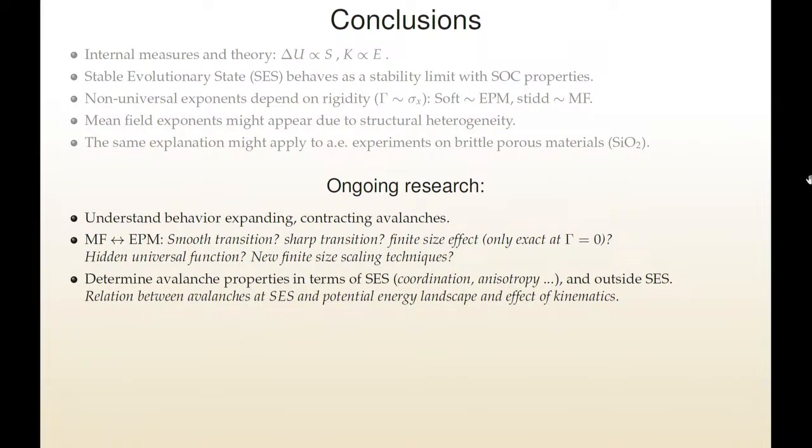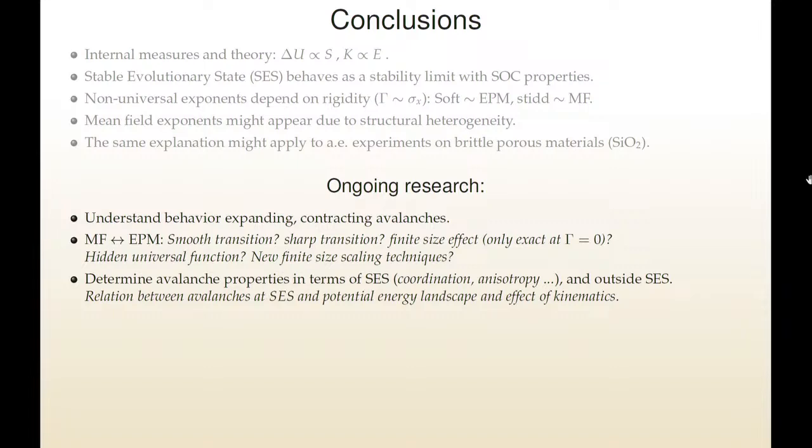So now we are trying to address these different problems. First of all, to understand what's happening with this expanding and contracting avalanche that we observe, when the walls cave in or expand, depending on the kind of avalanche. Also, we want to verify whether this transition is smooth or sharp, and just a matter of finite size effect that we observe at this intermediate stage. Do we go from one universality class to the other, or is there a smooth transition between them?